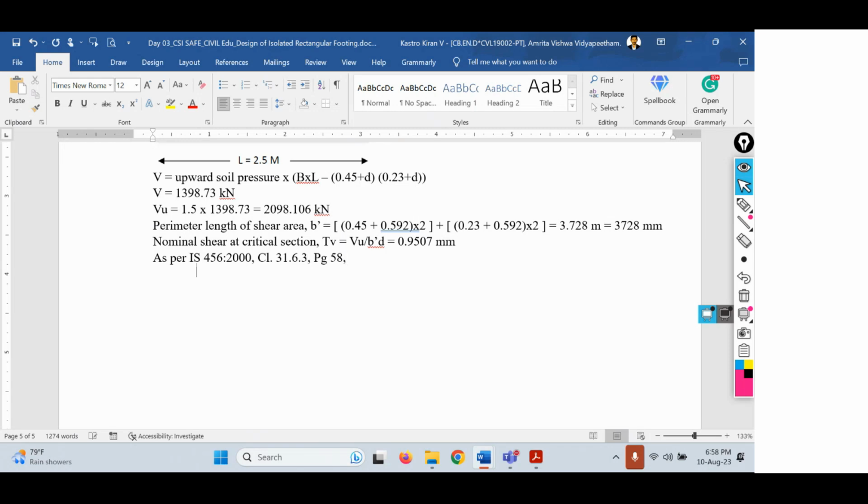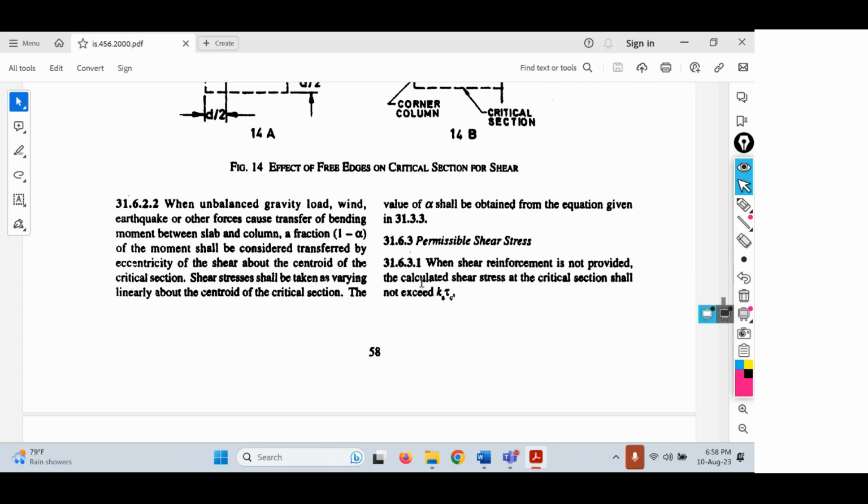What you have to do is check the shear at critical section. There is one formula: tau c into Ks. Let me show you that. You can see here, when shear reinforcement is not provided, the calculated shear stress at critical section shall not exceed Ks into tau c. That's what tau c into Ks I have written.